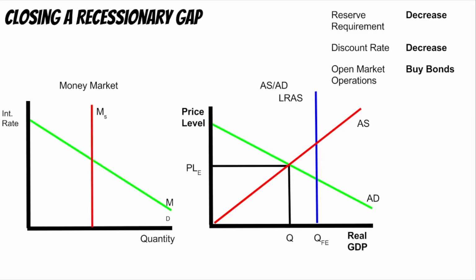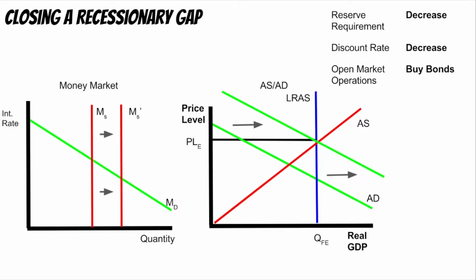All of these, in effect, would increase the money supply, which would decrease interest rates, increase investment, and increase the aggregate demand. So on the graphs in front of you, you can see that the money supply has shifted to the right, as well as the aggregate demand has also shifted to the right. The economy is now operating at full employment because long-run aggregate supply is where aggregate supply and aggregate demand meet.